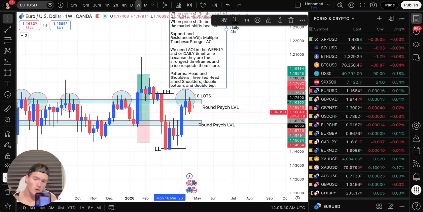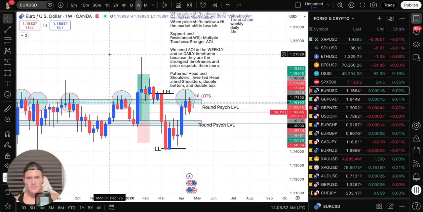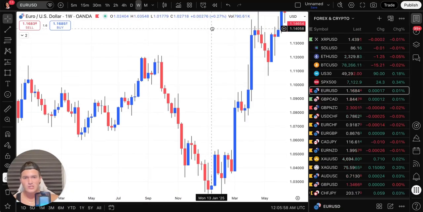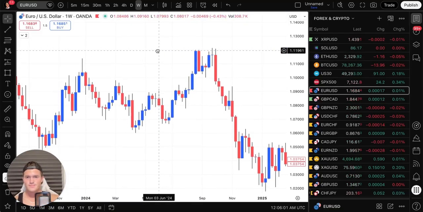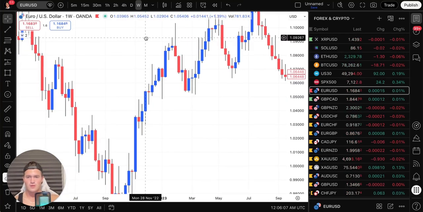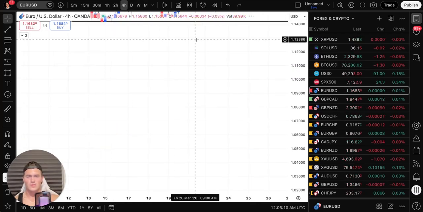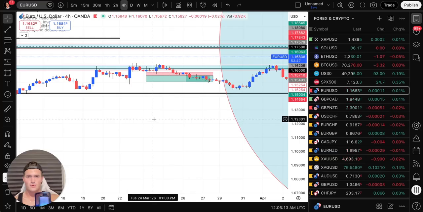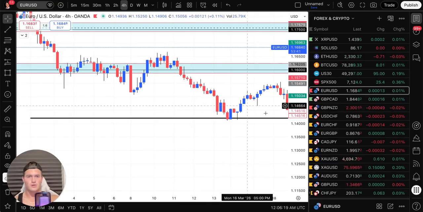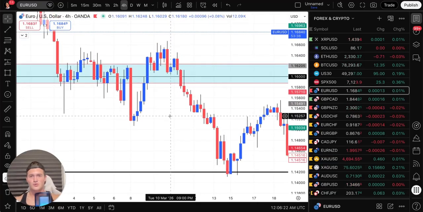There are over 100 different patterns in the market. But when I see these four, I'm locked in. I'm going to be watching the market 100%. Let me see if I can find a head and shoulders pattern in the market here. Let me go down to the 4-hour time frame. Boom, perfect. It's actually a really good example of a head and shoulders pattern.